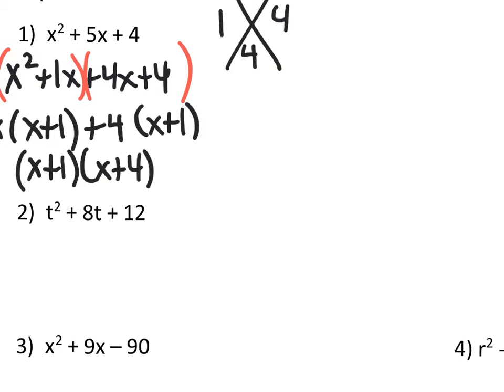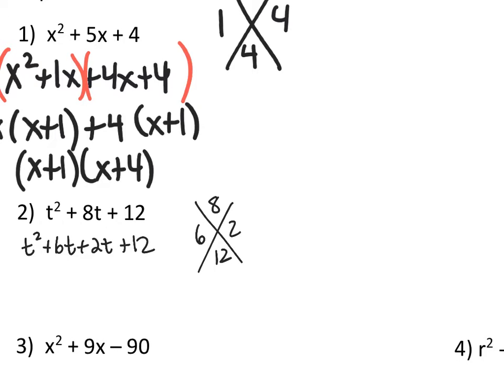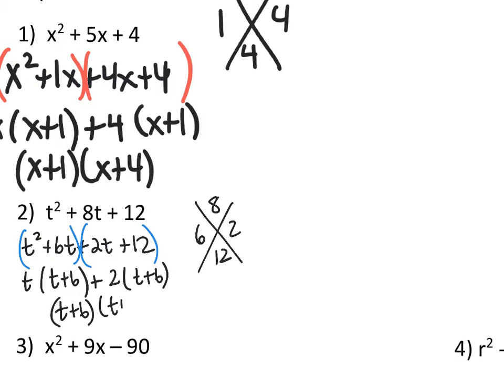Okay, so again, I take my sum, which is 8. My product is 1 times 12, which is 12. So that is going to be 6 and 2. So t squared plus 6t plus 2t plus 12. Group the first two, group the next two. So I'll take out a t and I'm left with t plus 6. Take out a plus 2, t plus 6. My factors are t plus 6 and t plus 2.